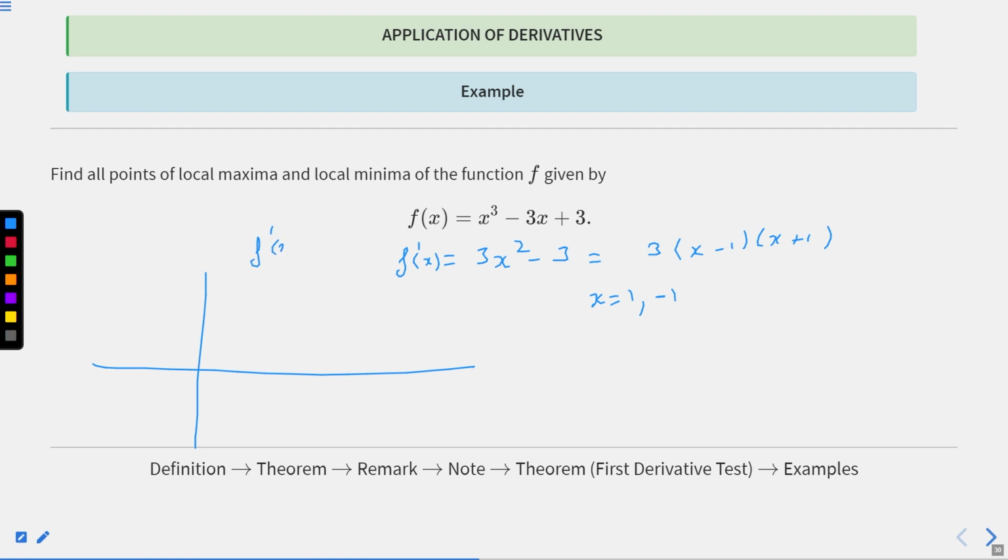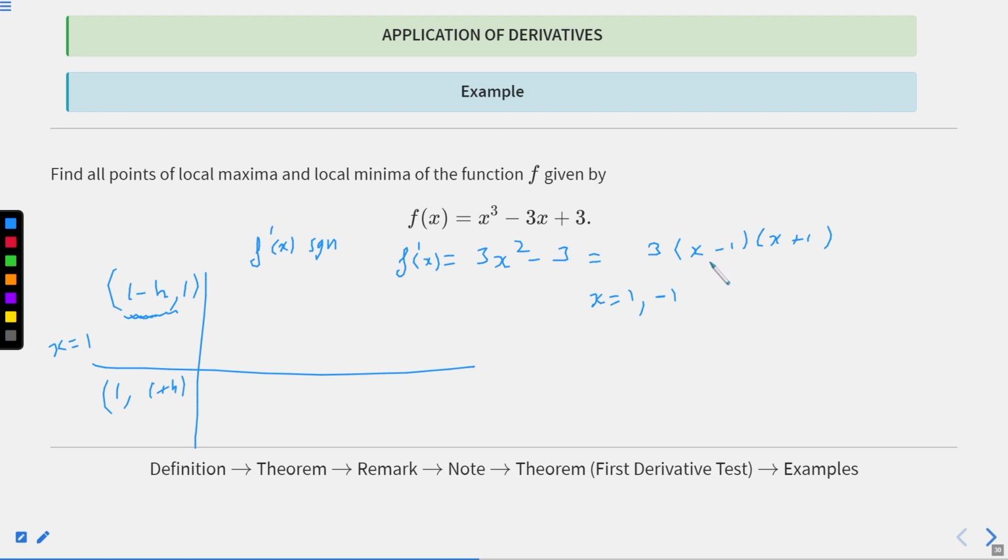Now check the sign of f dash x, positive or negative, for x equals 1. This interval is 1 minus h, approaching from left to right, and the interval from right to left approaching 1 is 1 plus h. Clear? Now if you are in the interval to the left of 1, what will the sign be?